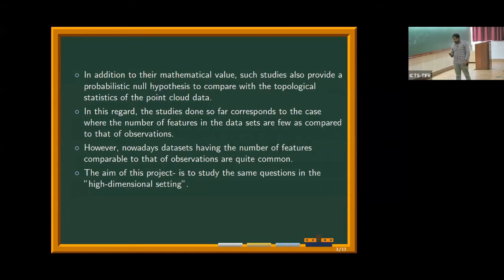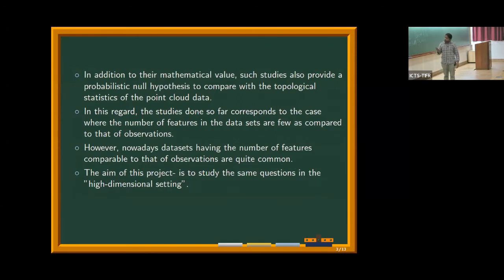But if you look at these studies, what is happening? The number of features in the data point, which represents the dimension in which the data point lives, is fixed, while the number of observations is going to infinity. But nowadays, our data sets are high dimensional. That means the number of features can be comparable to the number of observations. And the aim of this project is to study similar types of questions in this high dimensional setting.